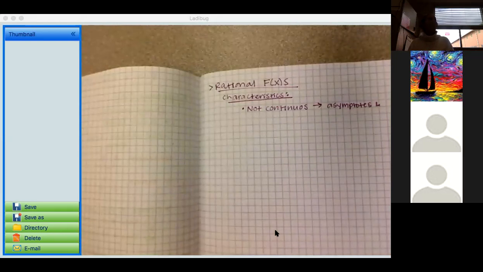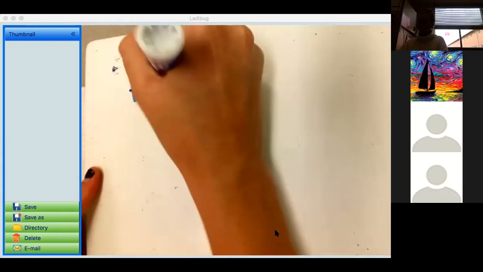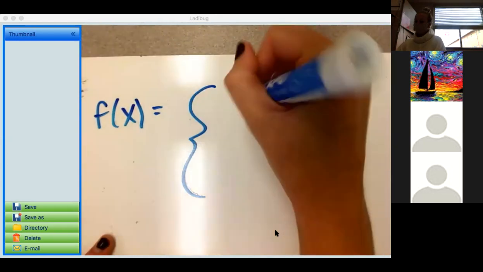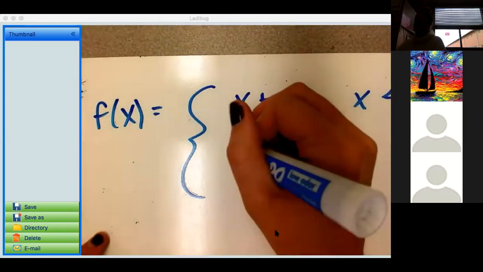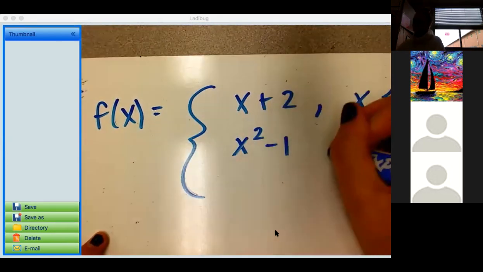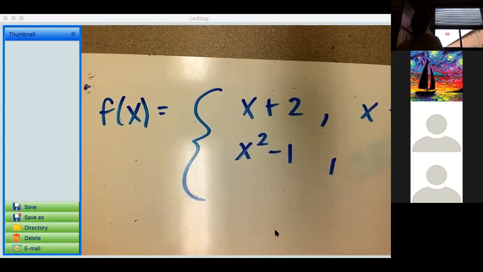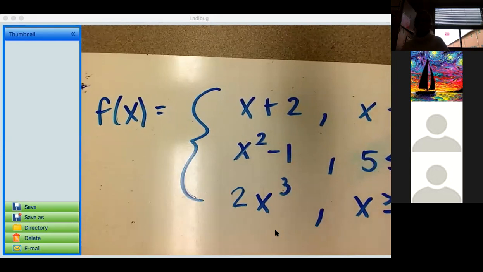Well, a piecewise can look like this, and then I'm going to get back on topic because piecewise has nothing to do with these. But piecewise functions are the ones that look like this. They have different pieces. That's why they're called piecewise. Like you'll do x plus 2 for when x is less than 5. And then you'll do x squared minus 1 for when x is between 5 and 2. And then you can do 2x cubed for when x is greater than or equal to 2. Y'all have never seen that.